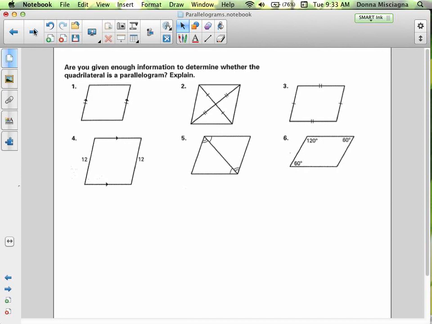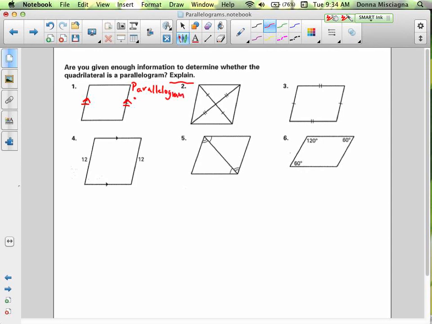Are you given enough information to determine whether the quadrilateral is a parallelogram? Explain. So here, notice that we have a pair of sides that are both parallel and congruent, and we just went over on the last page that this would be a parallelogram. So this is a parallelogram. Now I'll put the reason why. We want to see how it says explain, and all we have to do is explain using the reasons. So parallelogram.